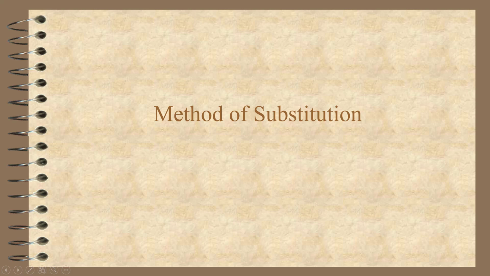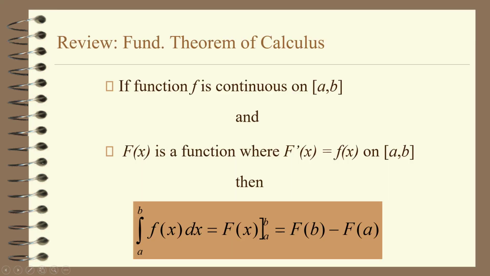So this particular video goes over the method of substitution as a means to find antiderivatives. So recall the fundamental theorem of calculus. If a function is integrable on a closed interval, we almost always just use continuity, and F is any antiderivative of the function on that interval, then you can find the value of the definite integral by evaluating the antiderivative at the bounds and then just subtracting. This, of course, requires us to find an antiderivative, and we now need more techniques to do so.